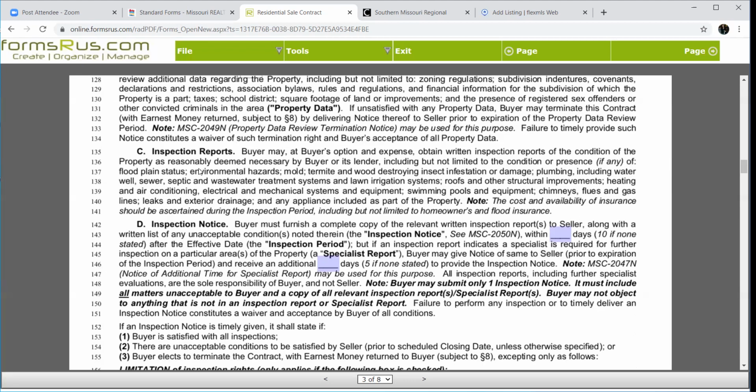Inspection reports: buyer may, at buyer's expense, obtain inspection reports as to the condition of the property, including but not limited to all of these things. So they can inspect anything on that property that they want to. Because I've had somebody recently ask me, can we do an inspection? And I can't even remember what it was, on the barn, out somewhere. I'm like, your buyer has the right to inspect anything on that property that they want. Because again, the magic words, including but not limited to.